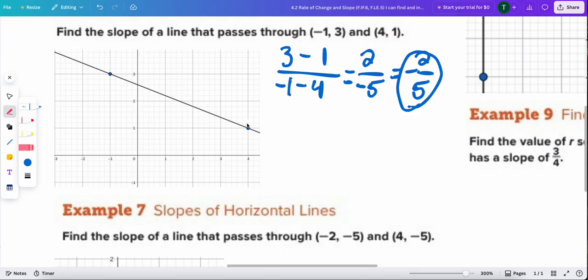Okay. Now I also could have counted that. So this would be up 2, but this would be a left 5, which makes it -5. So also getting me that negative slope.